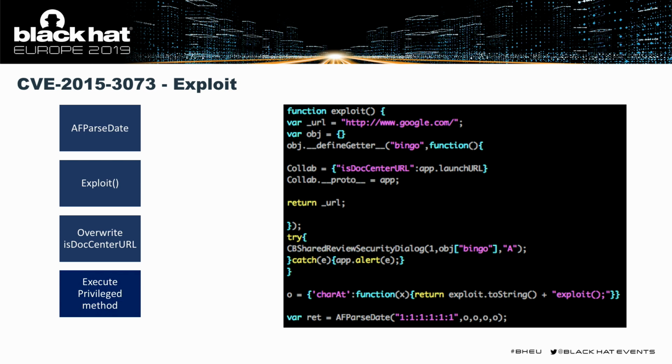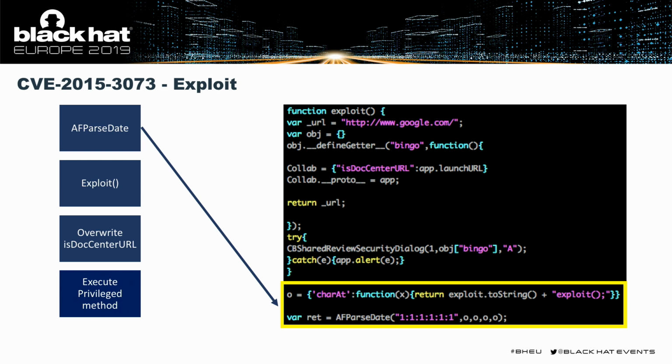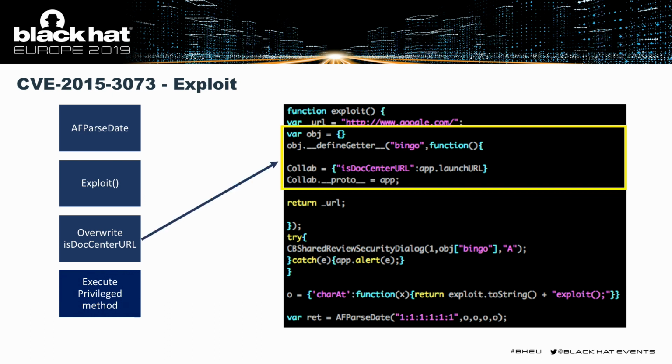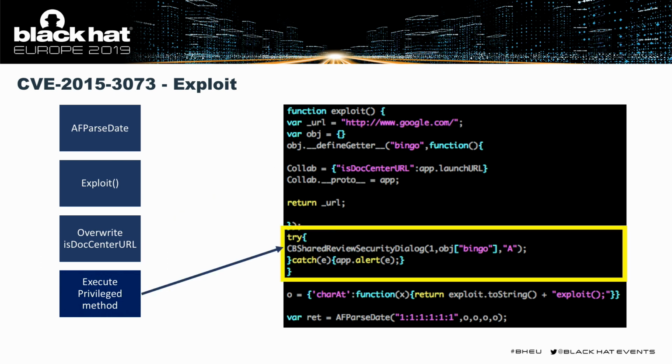So this is how it looks, chaining it all together. The first part is to execute a JavaScript function in root context, which is using af parse date. Of course, the exploit code is just a function that overwrites isDocCenter URL with our custom privilege API. In this case, it's app.launch URL, which is a privilege API, just as a POC. And then escalate, which technically executes app launch URL from inside the begin priv and end priv block. It's as simple as that.